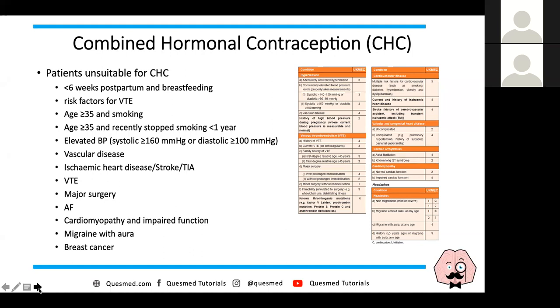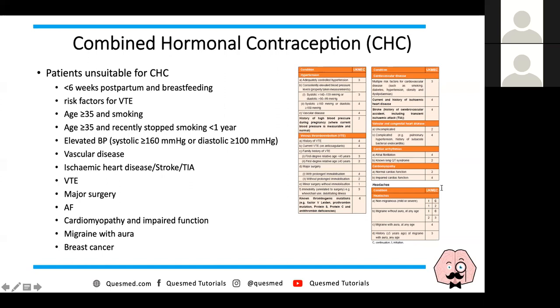So the main point we're thinking of in terms of suitability for combined hormonal contraception is other things that increase your risk of clots. And the Faculty of Sexual and Reproductive Health published this list of eligibility criteria. It's known as the UKMEC. You're absolutely not expected to know this as a medical student, but to know it exists is quite useful. You can look it up online. And this helps us make a decision as to whether a particular type of contraception is suitable for our patient.